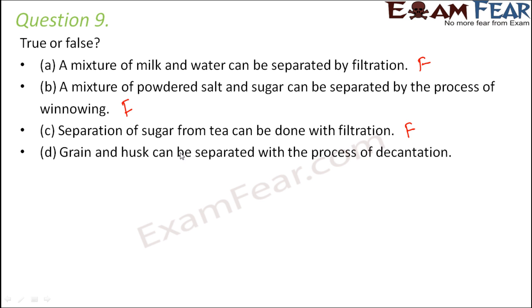Grain and husk can be separated with the process of decantation. That's again false, because decantation is mostly for soluble and insoluble particles. If you take grain and husk, there are chances that grains would settle at the bottom and husks would remain at the top, but that would not separate the two very effectively, because when you try to pour it into some other container, it might get mixed up again. The better process would be winnowing, because grains are heavier whereas husks are lighter. So winnowing would be the best process to separate them.